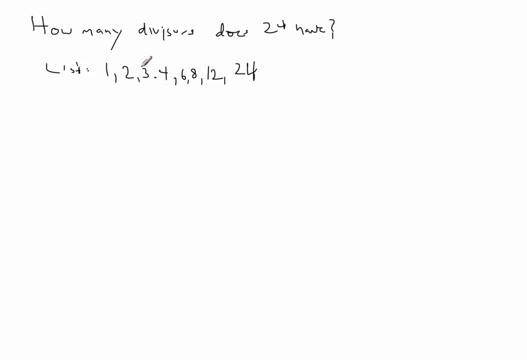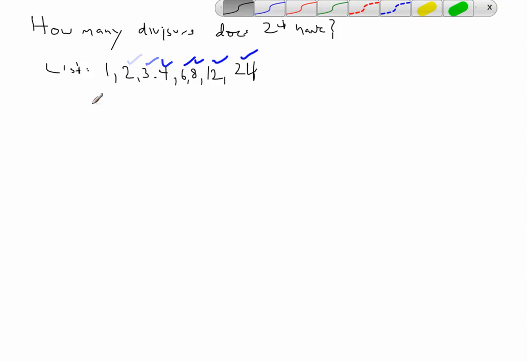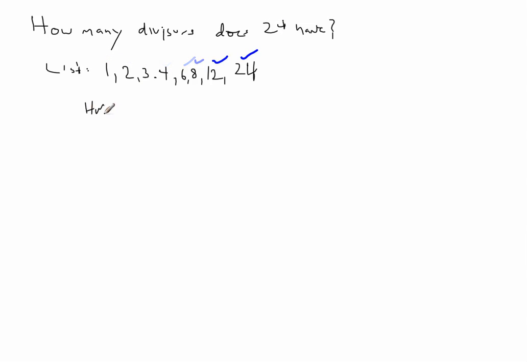If we list them and then count them up, we get 1, 2, 3, 4, 5, 6, 7, 8. So let's say how many divisors, that's my shorthand for how many divisors, and the answer is 8.